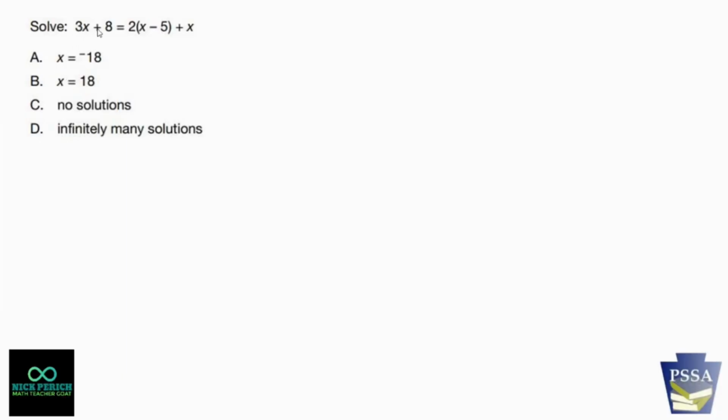Solve 3x + 8 = 2(x - 5) + x. All right, we got a lot going on here. 3x + 8 equals 2 parentheses x minus 5 close parentheses plus x. I see C and D are options. Okay, now A and B are options if we do everything and then we end up with x equals something.